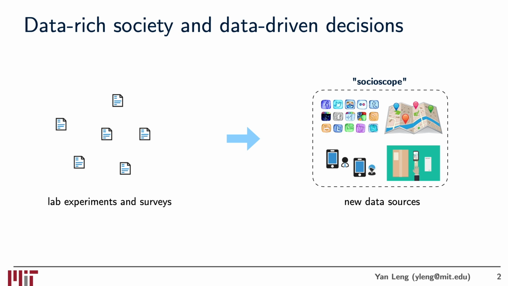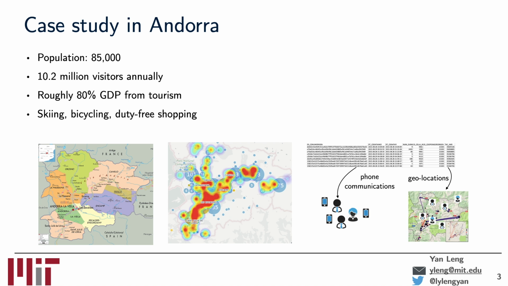Today, I'm going to briefly show you 3 examples. I'm going to talk about a case study in Andorra, a small European country situated between Spain and France. The population of Andorra is about 85,000, and it attracts more than 10 million visitors annually. Roughly 80% of GDP in Andorra comes from tourism. Tourists came for skiing, bicycling, and duty-free shopping.